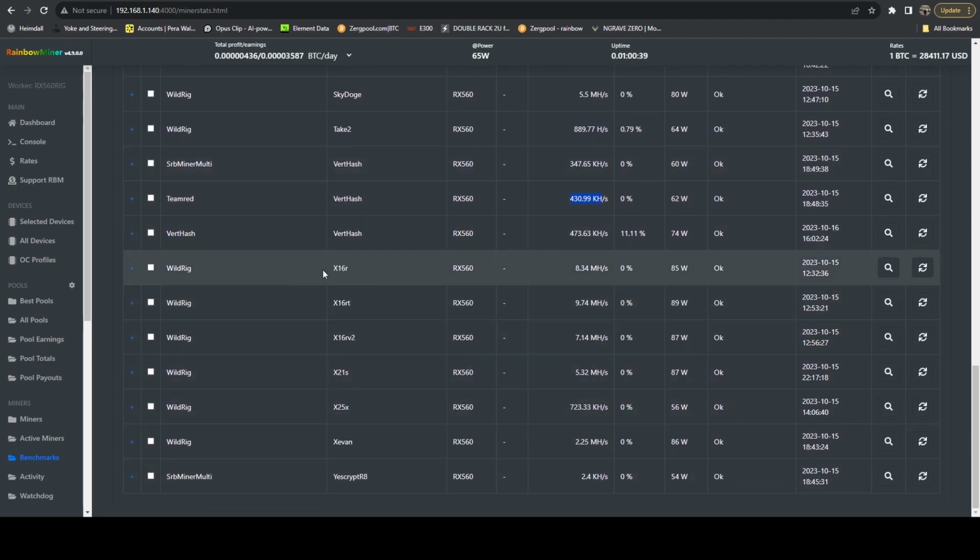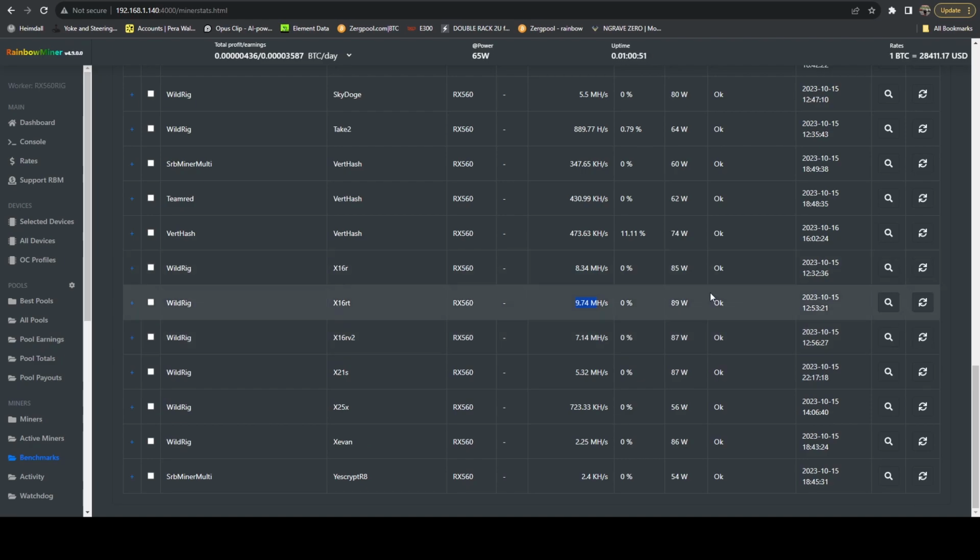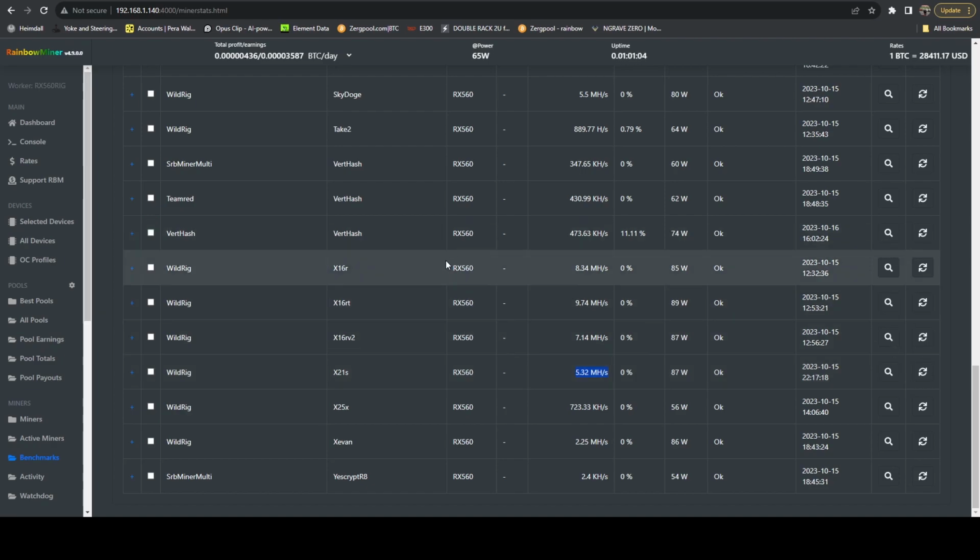Moving on to Wild Rig. So we had X16R, which is the original Raven Coin algo. We got 8.3 mega hash. X16RT, we got 9.7. Revision 2 of X16R, we got 7. X21S, which is the Pigeon Coin algo, we got 5.32 mega hash per second. You can mine Pigeon Coin with these.